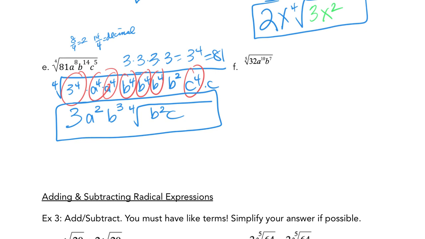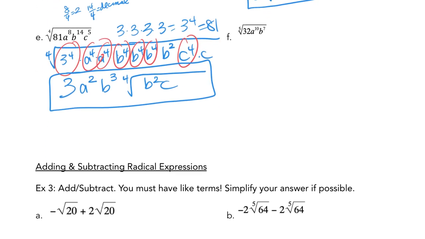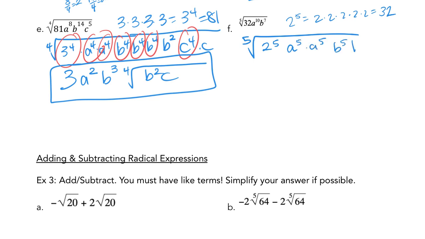All right, last one. Let's see. Fifth root, that means I need to look at powers of 5. Well, we know from above that 2 to the 4th was 16, and I know that 32 is 16 times 2. So that means that 2 to the 5th, which is 2 times 2 times 2 times 2 times 2, is 32. This is a good one to know by heart. So if I've got the fifth root of 32, I'm going to write that as 2 to the 5th. a to the 5th, a to the 5th, and b to the 5th, b squared.